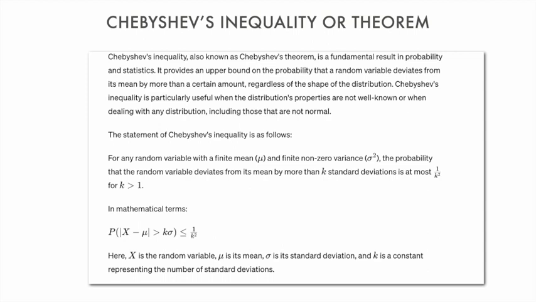Let us take the variance as 9, so the standard deviation is 3. The probability that the random variable deviates from its mean by 3 standard deviations is at most 1 by 9, which is equal to 0.111. This k value should be greater than 1. So 0.11 is the bound for outliers that deviate from the mean by more than k standard deviations.